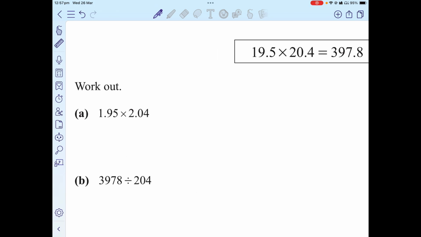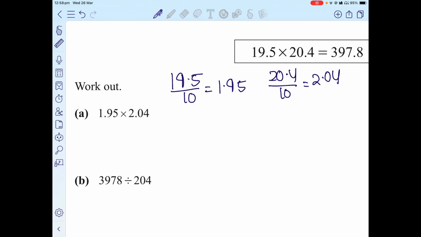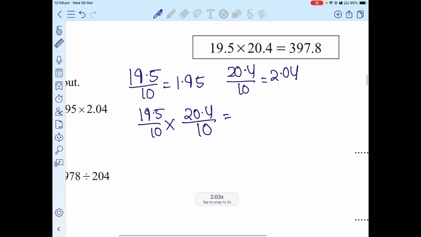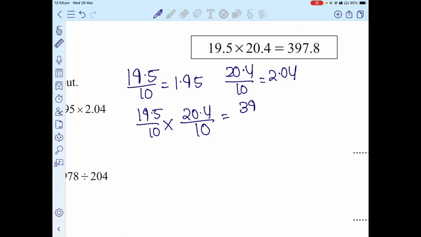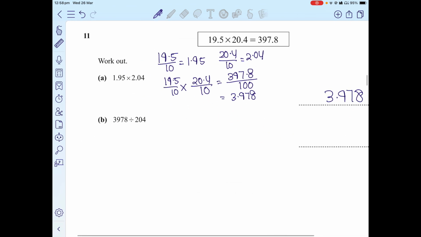So this is how I've done it. If you see 1.95, it is the same as 19.5 divided by 10. On the other hand, 20.4 divided by 10 is 2.04. So instead of saying 1.95, I can say 19.5 over 10, and instead of saying 2.04, I can say 20.4 over 10, because they're equivalent. When I multiply the numerators, the answer is 397.8. When I multiply the denominators, the answer is 100. So this will give me 3.978, because I'm just dividing it by 100. The next question, 3978 divided by 204.